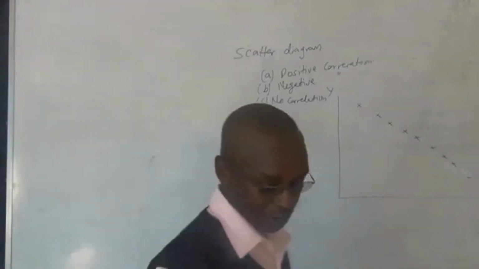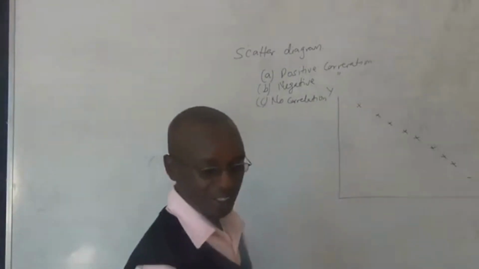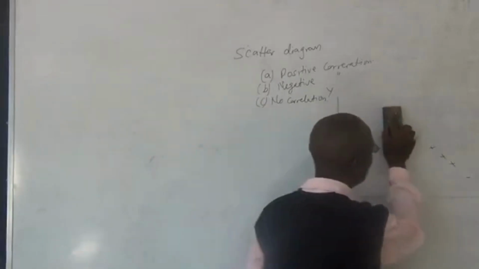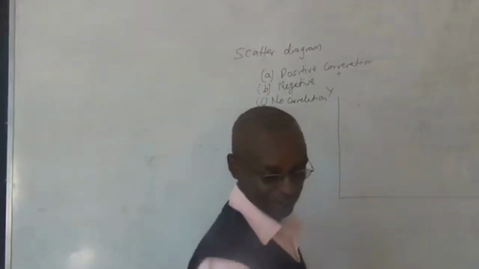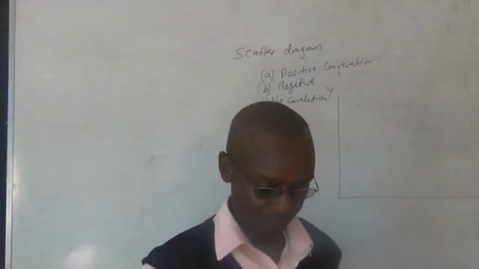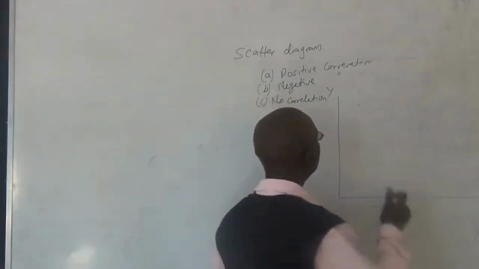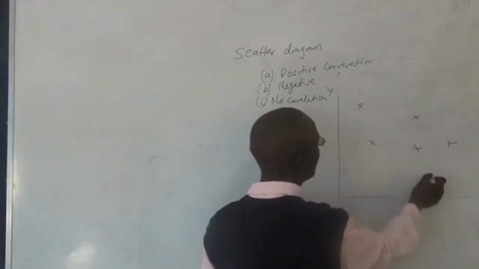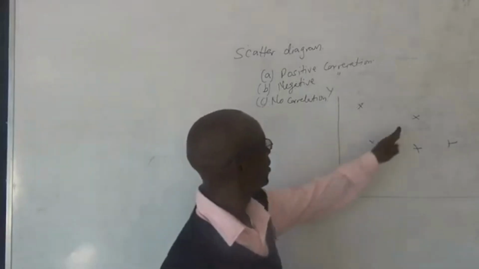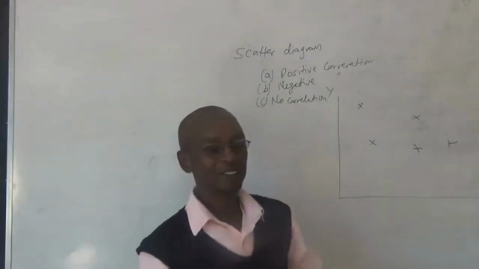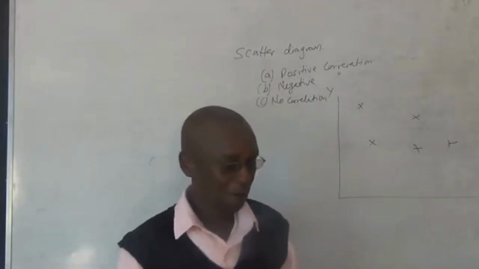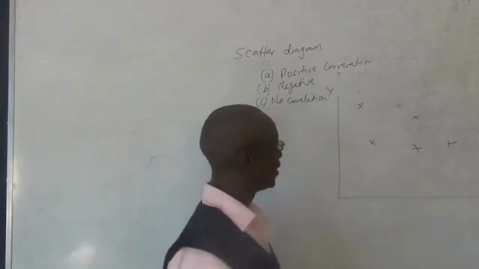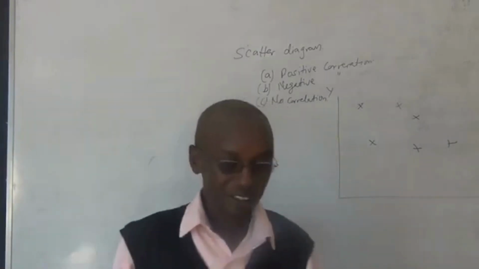No correlation. So here there is no clear pattern. So when you plot it, inakujaga hivi. So is it this way, is it this way, is it this way? No clear pattern. Something that is not clear.